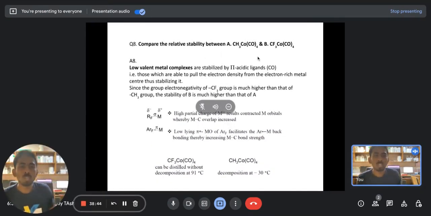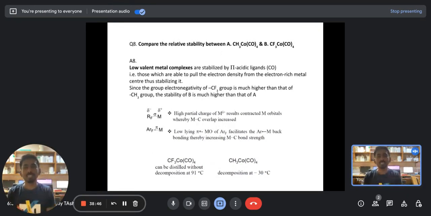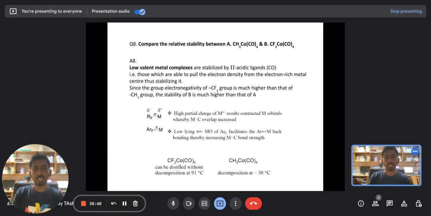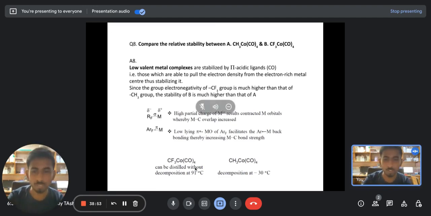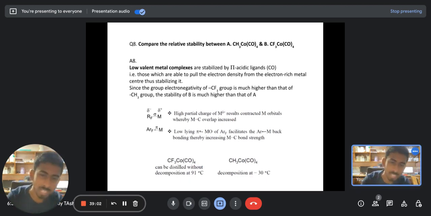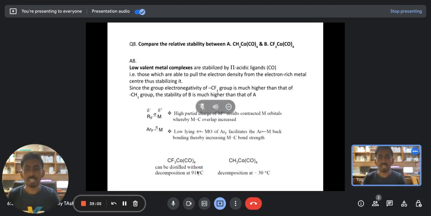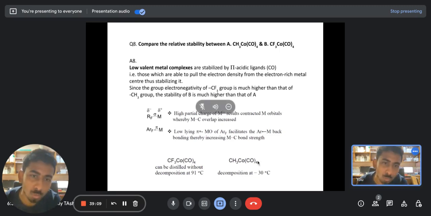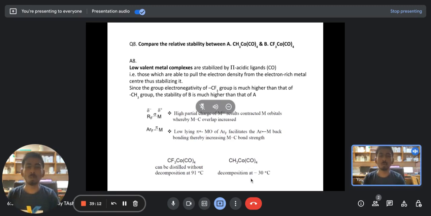Now, the compound A is methyl containing and compound B is CF3, that is a trifluoromethyl containing. In both the cases, we have to compare the stability. So here for your information, I have given the actual fact that the CF3Co(CO)4 molecule can be distilled without decomposition. It is quite stable and it is distilled without decomposition at a comparatively elevated temperature, 91 degrees Celsius. But same is not true for compound A, because it readily decomposes at even minus 30 degrees Celsius. It is actually stable below minus 30 degrees Celsius.